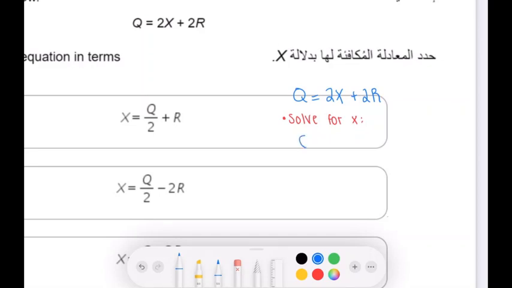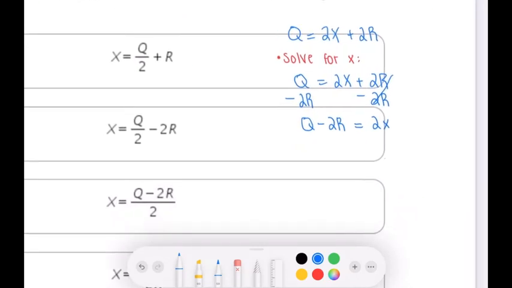So what do we do first? Q equals 2x plus 2r. We subtract 2r on both sides. Q minus 2r equals 2x. What do we do now? We divide both sides by 2 because we want x to be alone. So x equals q minus 2r over 2.